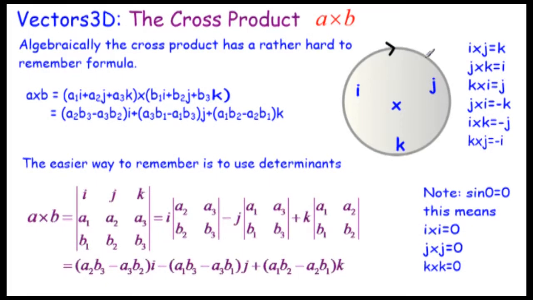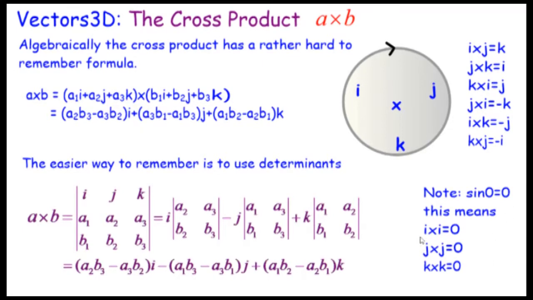Now, there's a couple of things here. It's very handy, this circle here with I, J, and K in it. I cross J coming around this way gives you K, J cross K coming around this way gives you I, etc. If you go the other way, you just get the negatives of the results, because A cross B is not equal to B cross A, it's actually equal to the negative of B cross A.